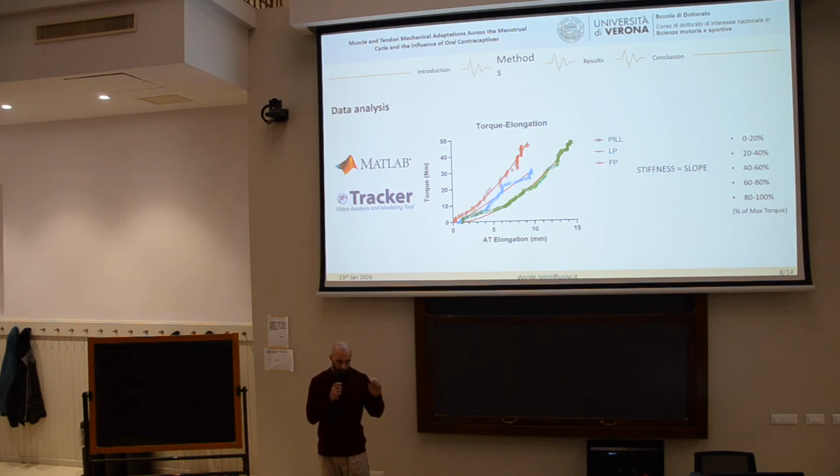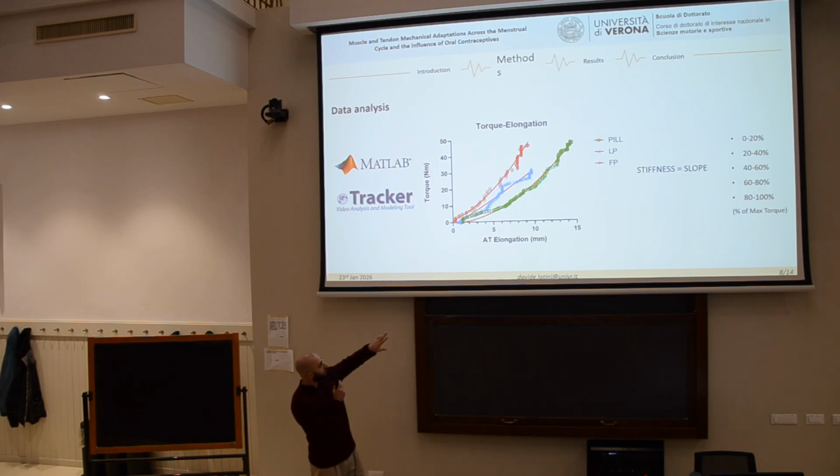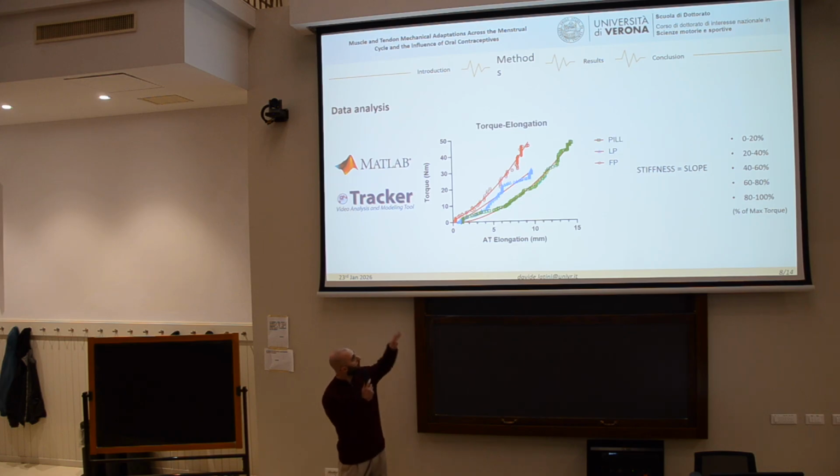During the analysis, we obtained tendon elongation, belly shortening, and external torque to basically obtain the torque-deformation relationship. In this slide, you can see an example of torque-Achilles tendon elongation of 2 participants, one in the menstrual cycle phases and the other taking oral contraceptive, and then we calculated the stiffness as the slope of these curves in 5 different torque intervals.